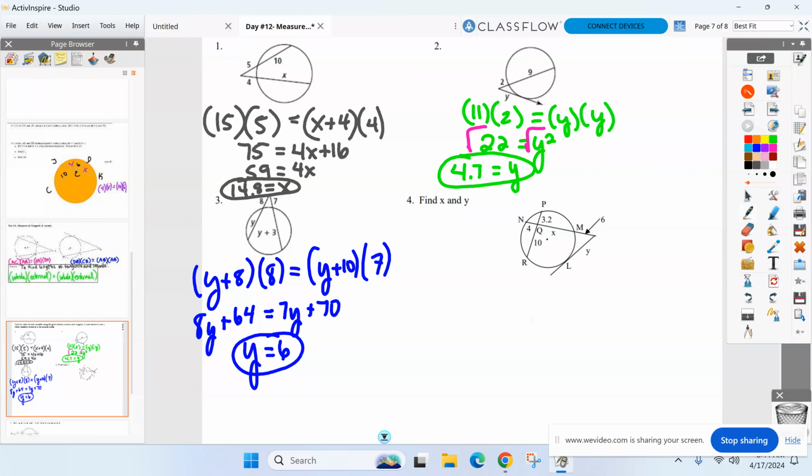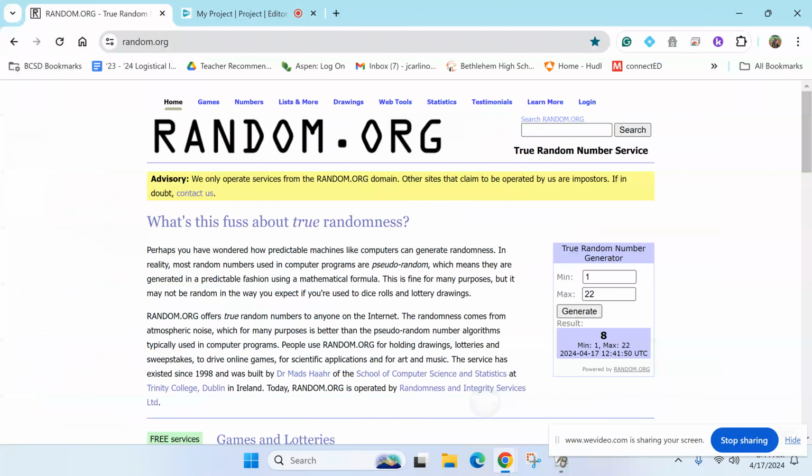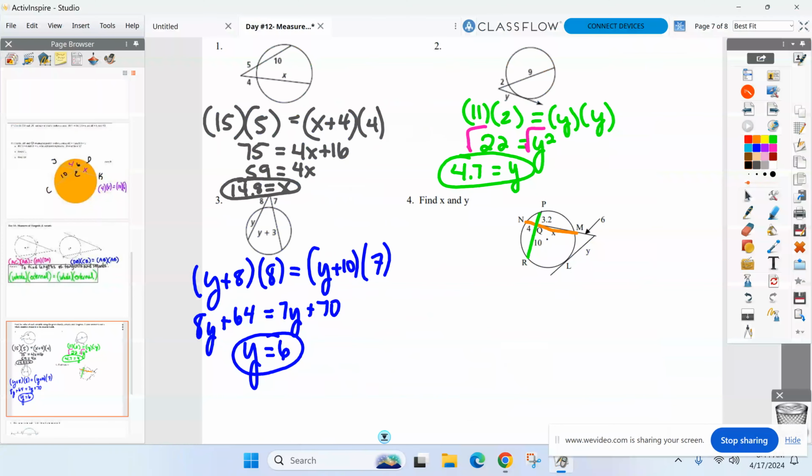This is yesterday's discussion. Chord NM and chord RP are intersecting each other, so the product of their parts are equal. That's where we're going to start, by solving for x. So I need somebody to take one of those chords, either NM or RP, and tell me the 2 parts of it so I can multiply them. Jared, give me 2 parts of one chord.